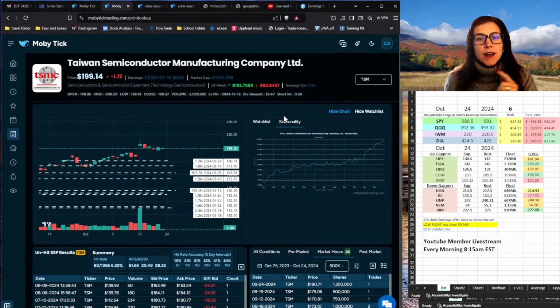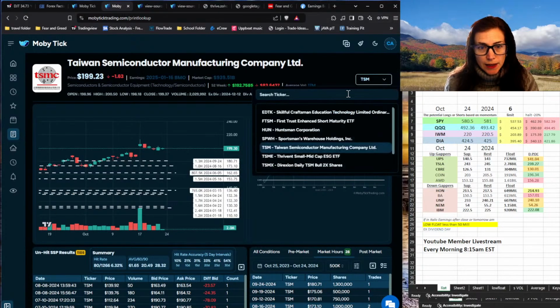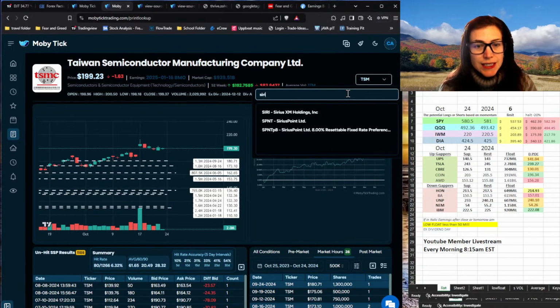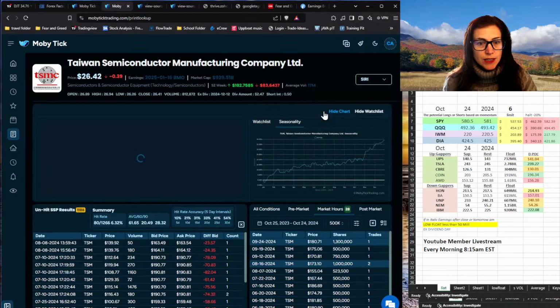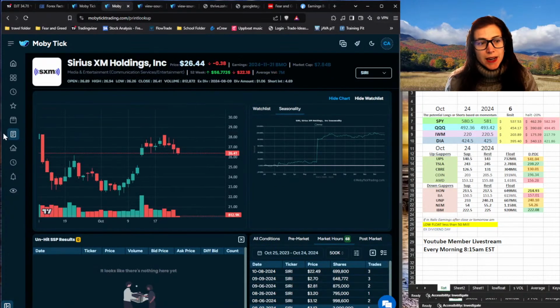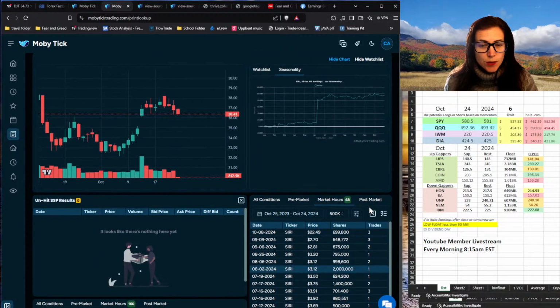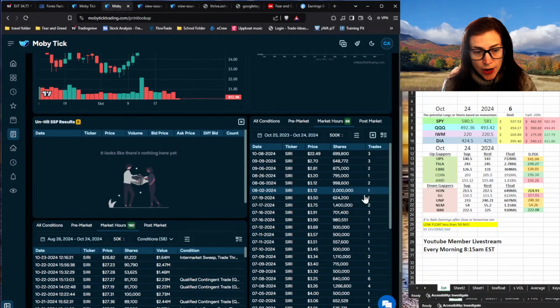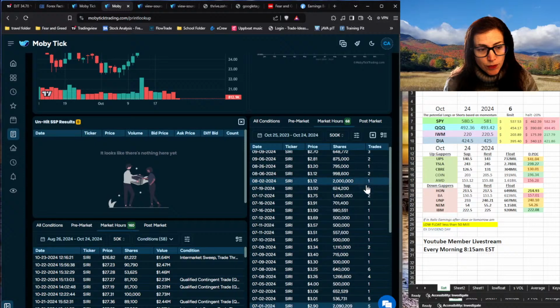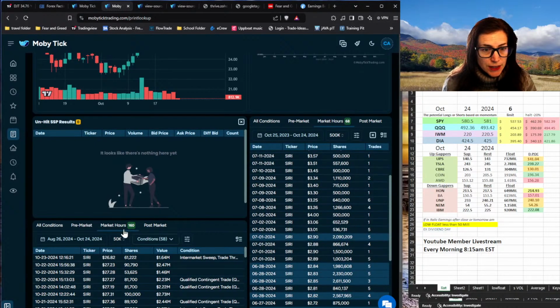Pretty good. Another one that I've been eyeing lately, let's check it out. Sirius XM, right? Technically speaking, this has a nice rounded bottom, popped up. How are our shares? Well, we had 2 million sold at 312. This was pre-market, so this is a split scenario. A little bit different, right?